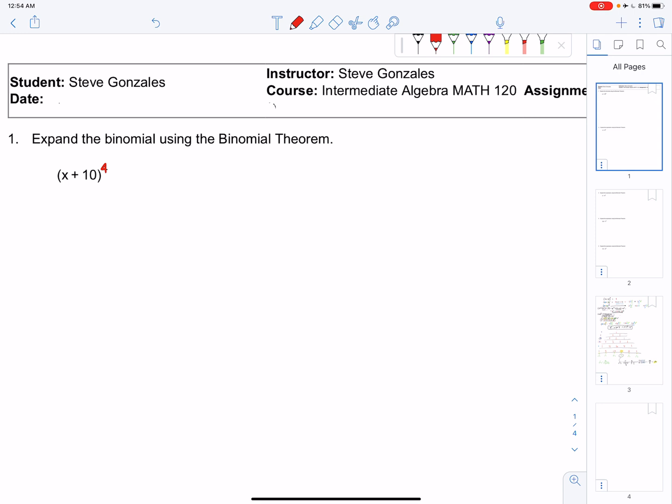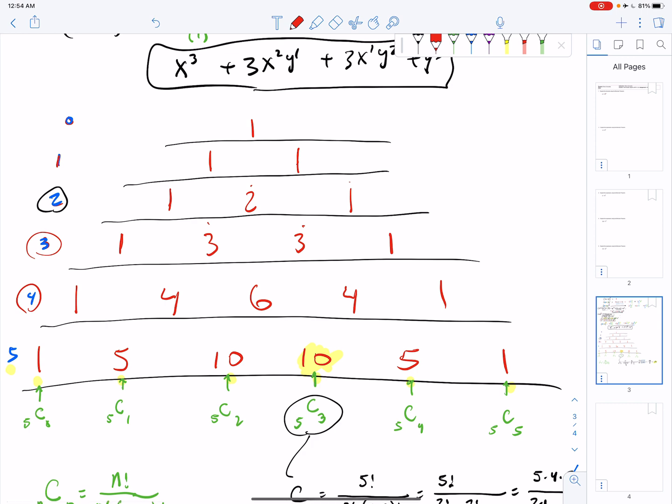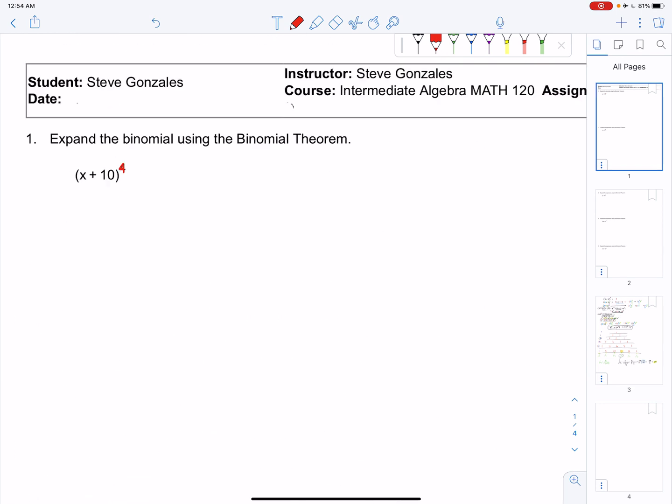So we go down here to my little notes, my Pascal's triangle. 4th degree is here. What are the coefficients? 1, 4, 6, 4, 1. And now I take my blue x and write it in: x to the 4th, x to the 3rd, x to the 2nd, x to the 1st, and of course x to the 0.